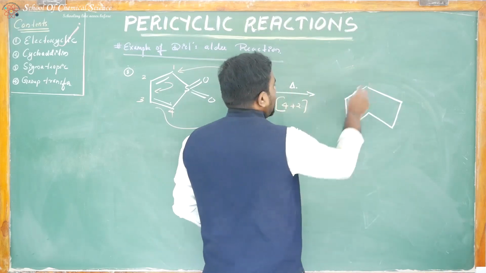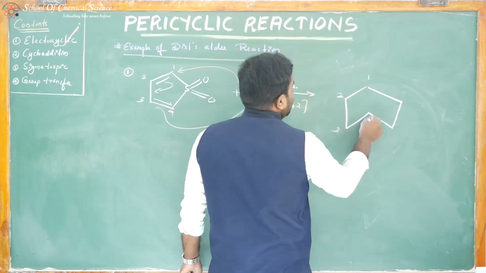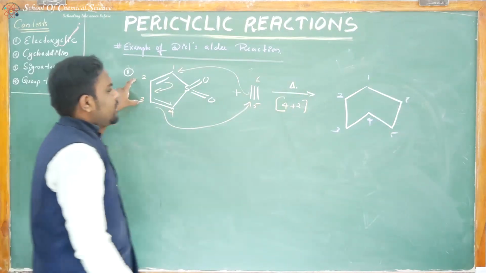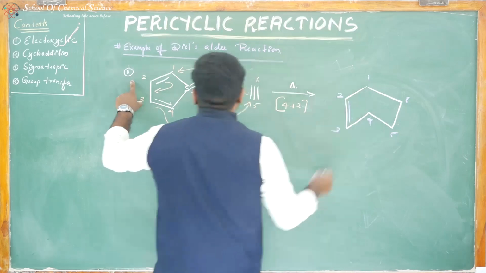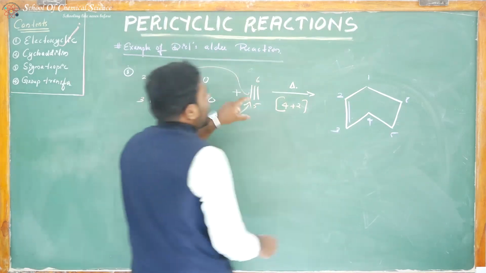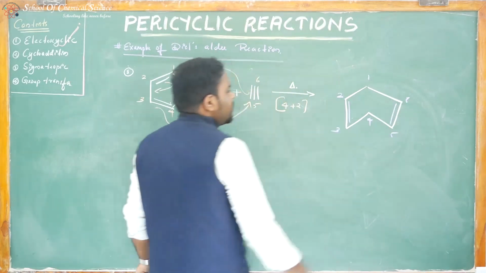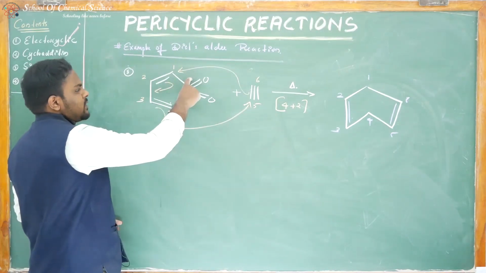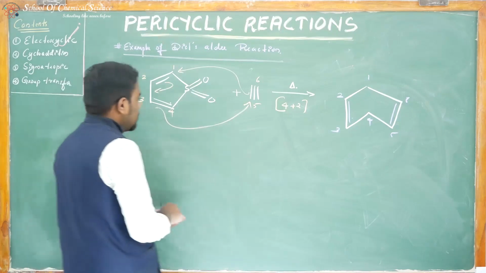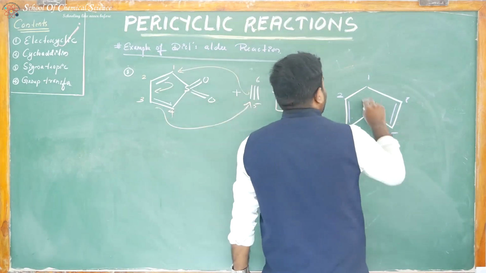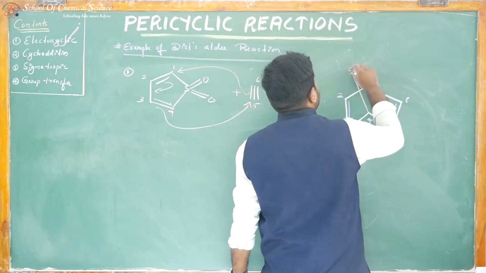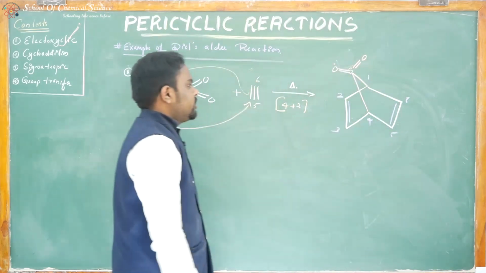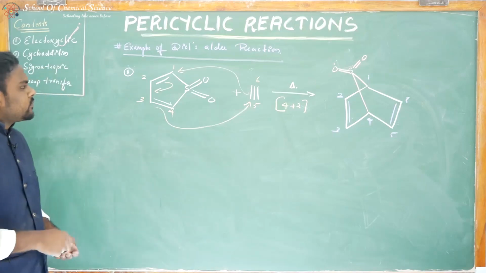This is carbon number 1, carbon number 2, 3, 4, 5, 6. So between 2 and 3 a new pi bond is formed. Between 5 and 6 one pi bond of the alkyne is already remaining. Between 1 and 4 a bridge is present. That bridge is S double bond O. That is the bridge. Clear?